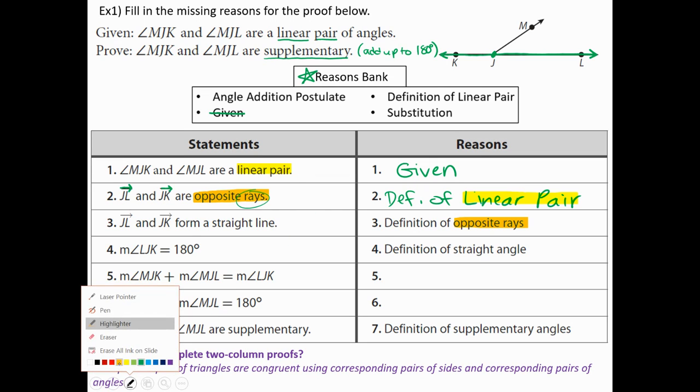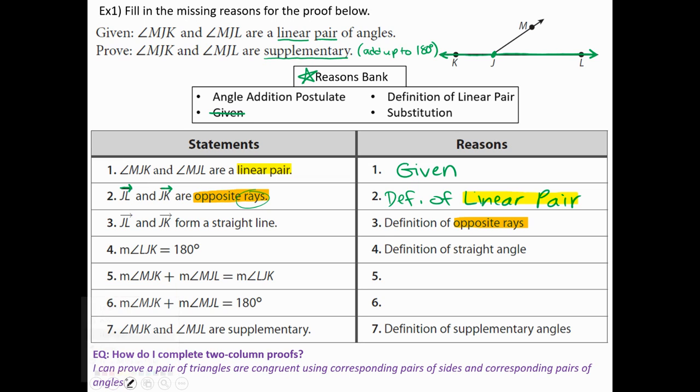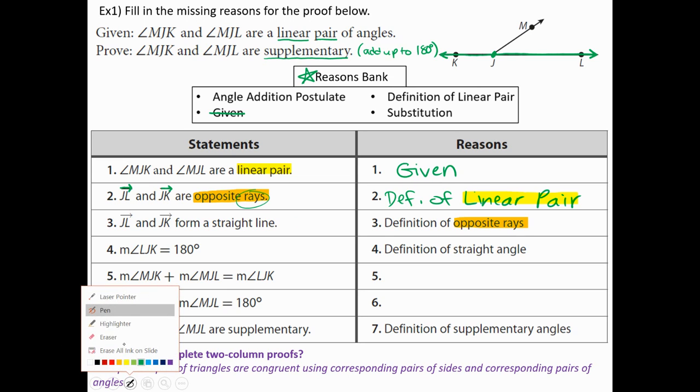Then the next one, we make a statement about opposite rays. And then our next statement, statement 3, is something else, but we use the fact that we said it was an opposite ray as our reasoning, how we were able to make that next statement. So it's a progression. All right, then we have ray JL and ray JK form a straight line, definition of opposite rays. Then I'm going to do that highlighting thing one more time because we see it again.